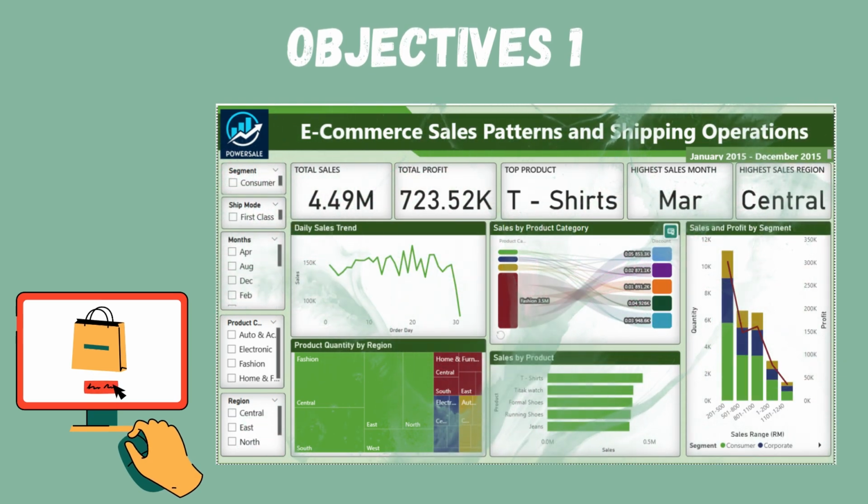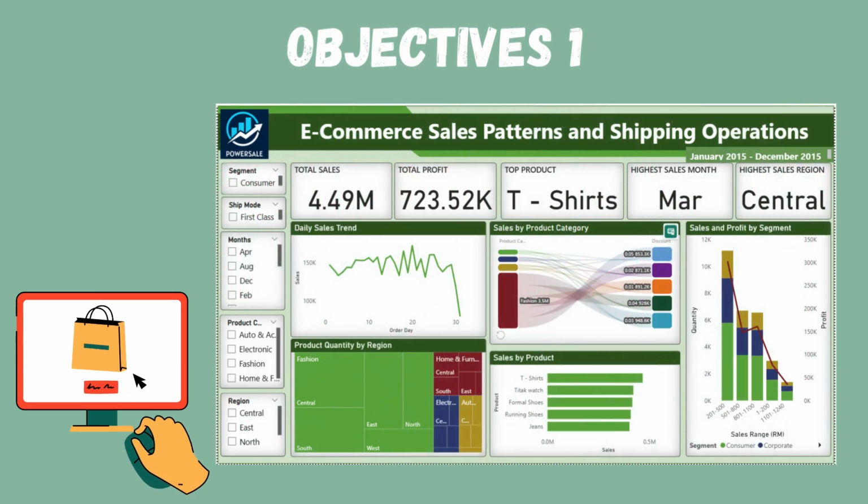Here is our first dashboard, which represents the first objective. We look at the first chart, which is a line chart, to show a comparison by showing our daily sales trend. We can see that sales were steady, but they dropped significantly at the end of the month.